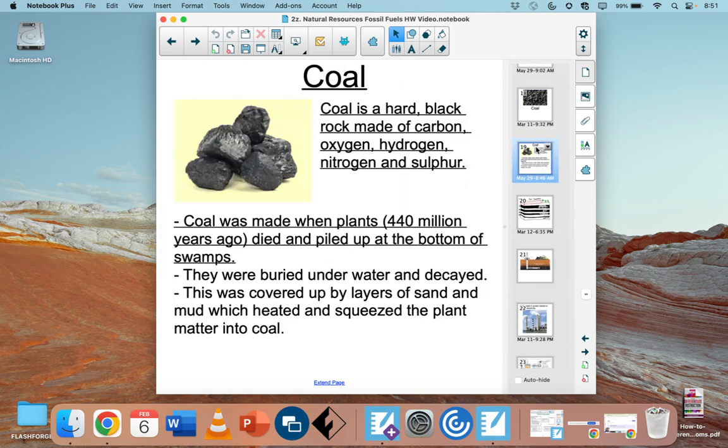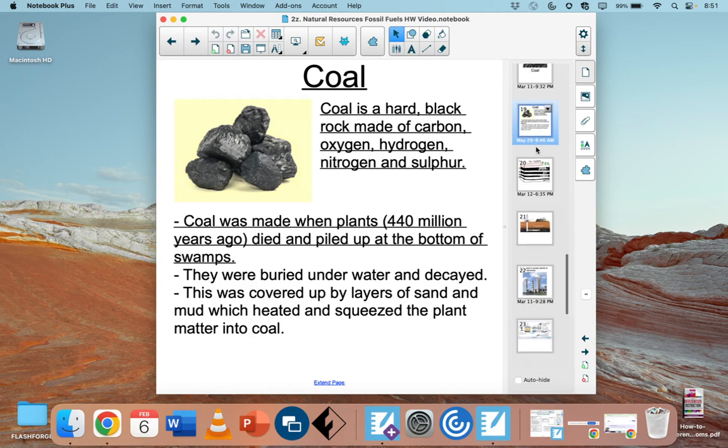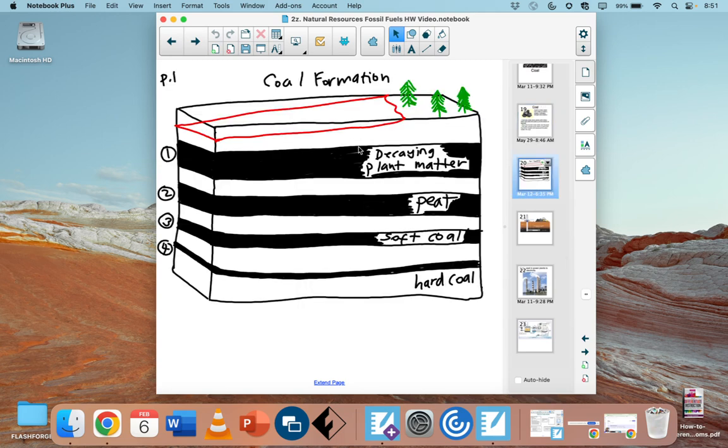Okay, let me talk about coal real quickly. Coal is this hard black rock made of carbon, oxygen, hydrogen, nitrogen, and sulfur, and it was made when plants died and piled up at the bottom of swamps. So let me show you about coal formation.